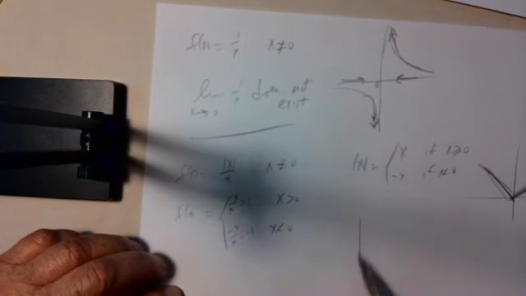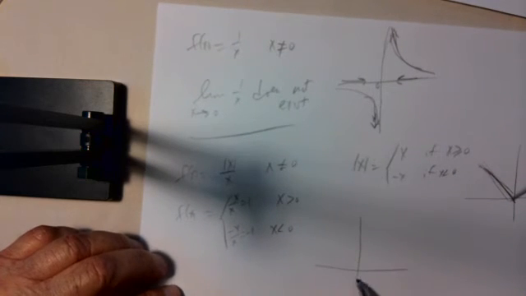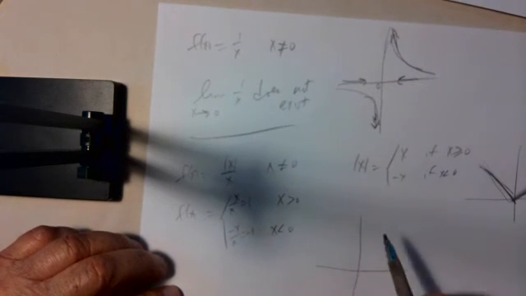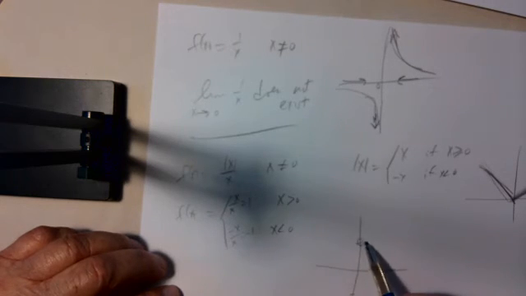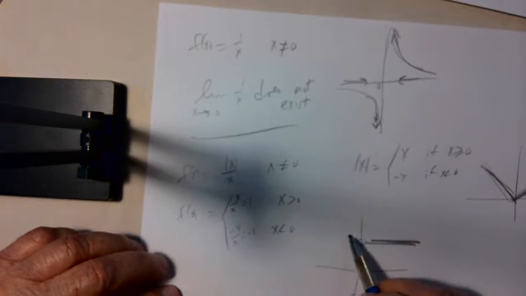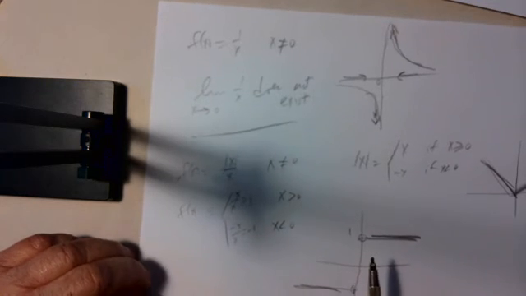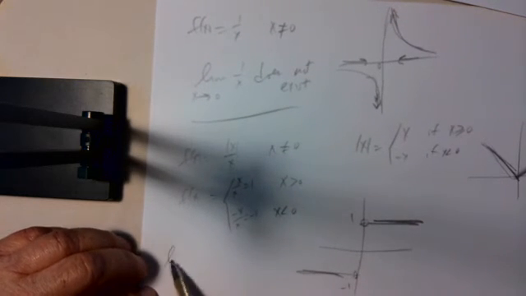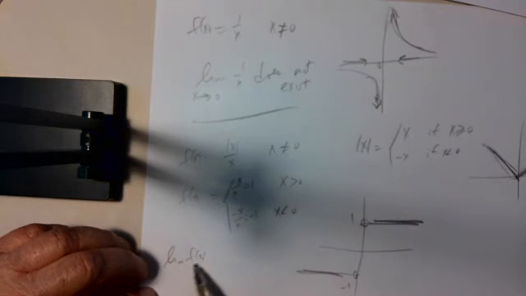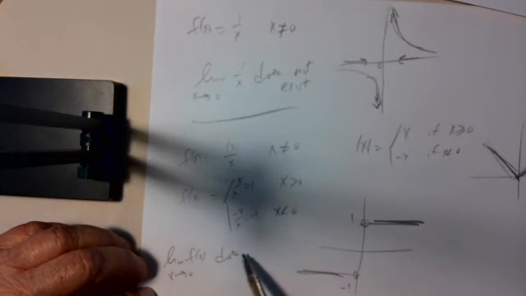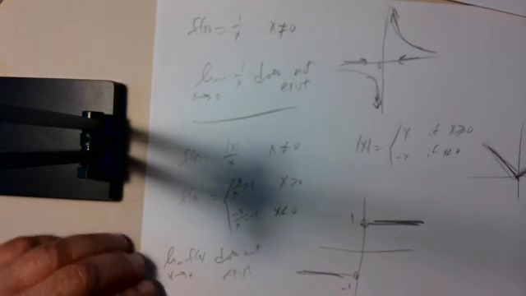So the graph of this function, it's not defined when x equals 0, but for x bigger than 0, it's 1. For x less than 0, it's minus 1. So again, the limit of f of x for this function as x goes to 0 does not exist.